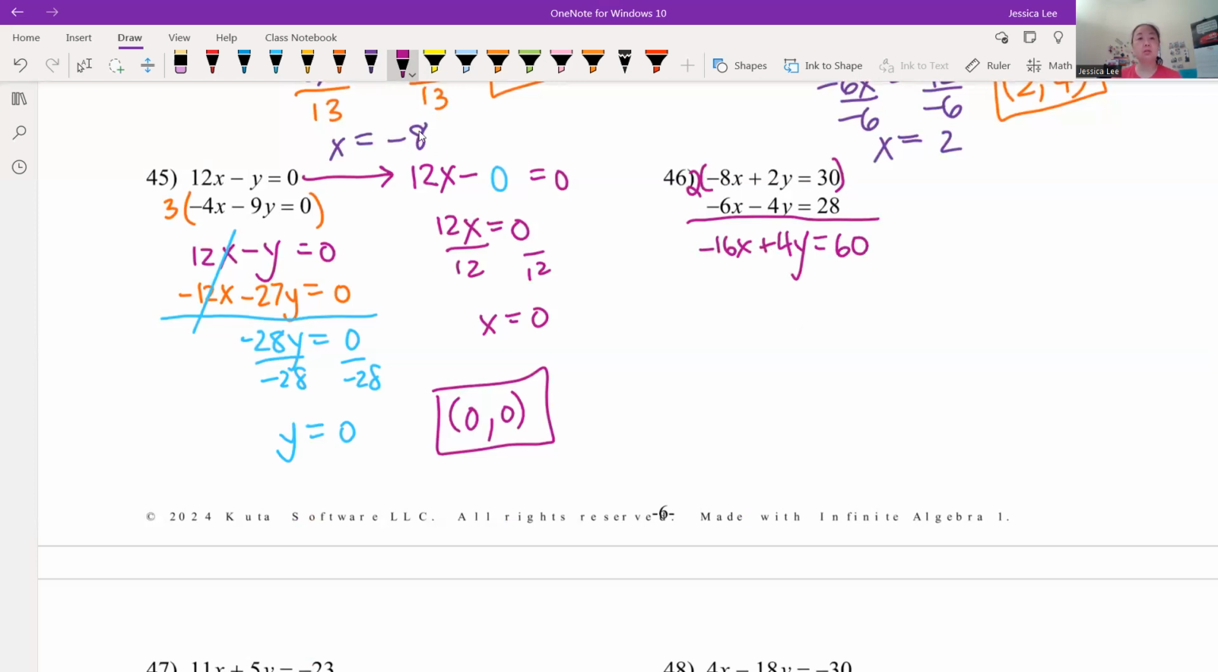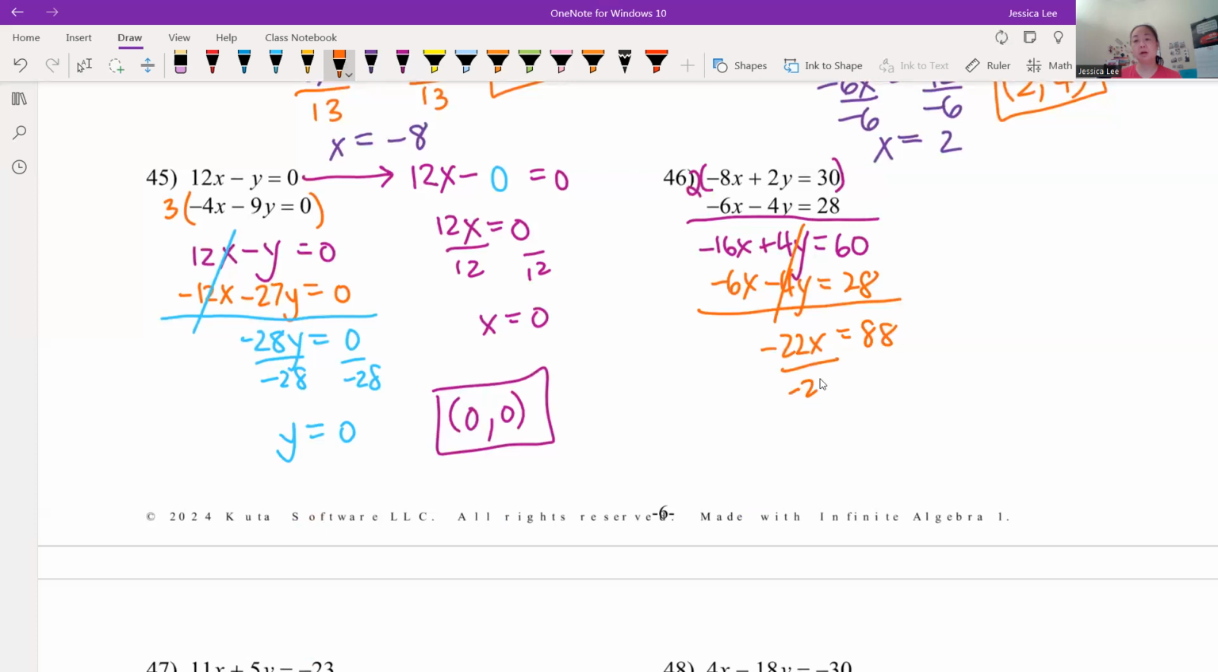Right, don't forget to multiply. That's where a lot of people get in trouble. They don't do that. And the bottom equation, we're going to just leave as is, just like this. So negative 6x minus 4y equals 28. Cancel that out, and we get negative, what is this? Negative 22x is equal to 88.